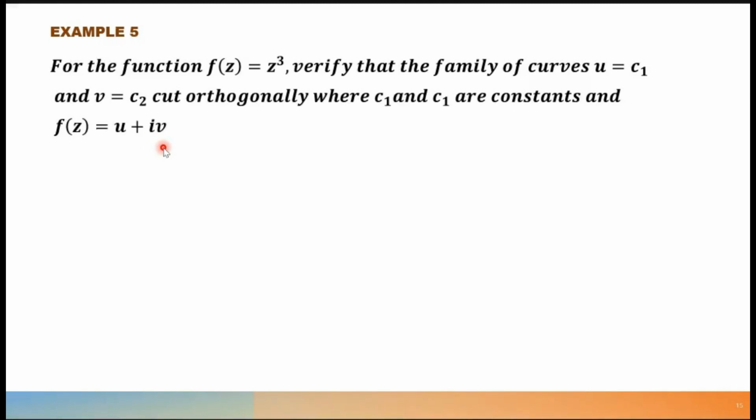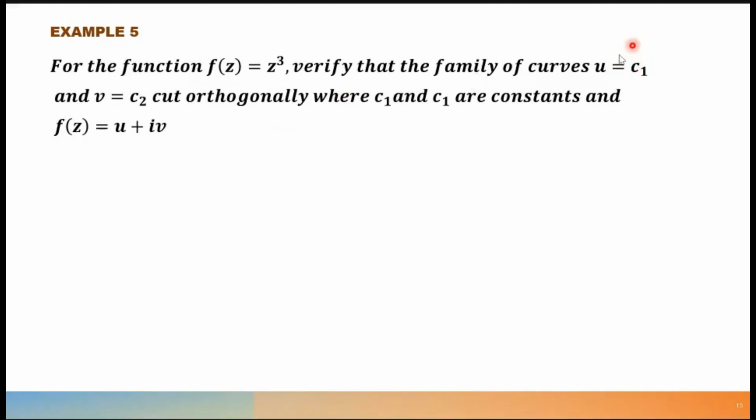अभी तक हमें क्या दिया था, either u was given, we were taking u equal to the given function. यहाँ पे function f of z दिया है and we have to show that u and v cut orthogonally. So we will apply the same method of the slopes. Product of the slope is equal to -1. To calculate the slope, we have to differentiate.